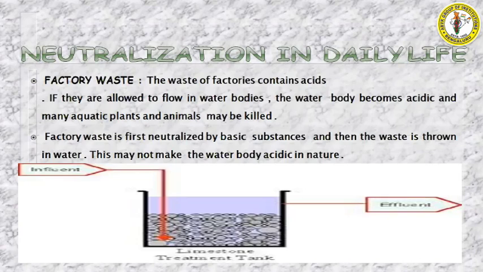If they are going to release acid into water bodies, then it needs to be mixed with basic substances so that the chemical substances get neutralized and there is no harm to any aquatic body. This will not make the water body acidic in nature. When you neutralize, there will be no effect on aquatic life. So this is the last concept, neutralization in our daily life. These are some of the examples of where we can see neutralization.